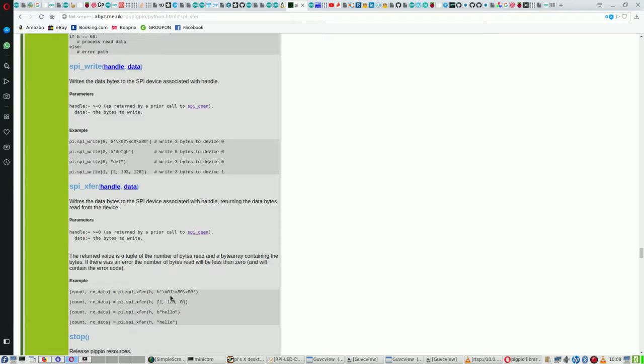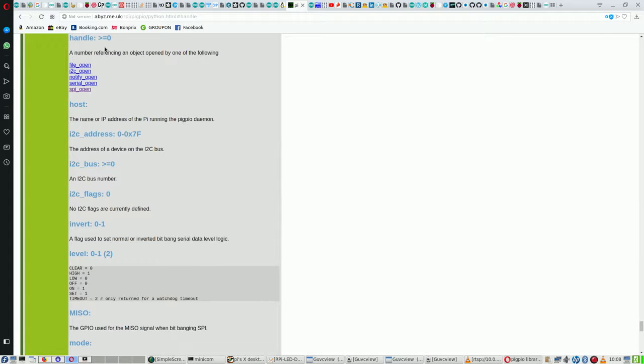And this might be tricky. But I want you to use that somehow. Okay, what's handle? SPI open. Yeah, that means, or that could mean 1, 2, 3, 4, 5.